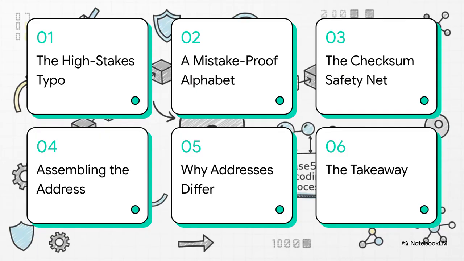But Bitcoin has this really smart, built-in safety net to stop that exact disaster from happening. So here's the game plan for this explainer. We'll start with that high-stakes typo problem. Then we'll look at the special mistake-proof alphabet Bitcoin uses. After that, we'll dive into the checksum. Think of it like a spell checker for your crypto. We'll see how the whole address gets put together, and finally, we'll figure out why some addresses start with a 1 and others start with a 3.